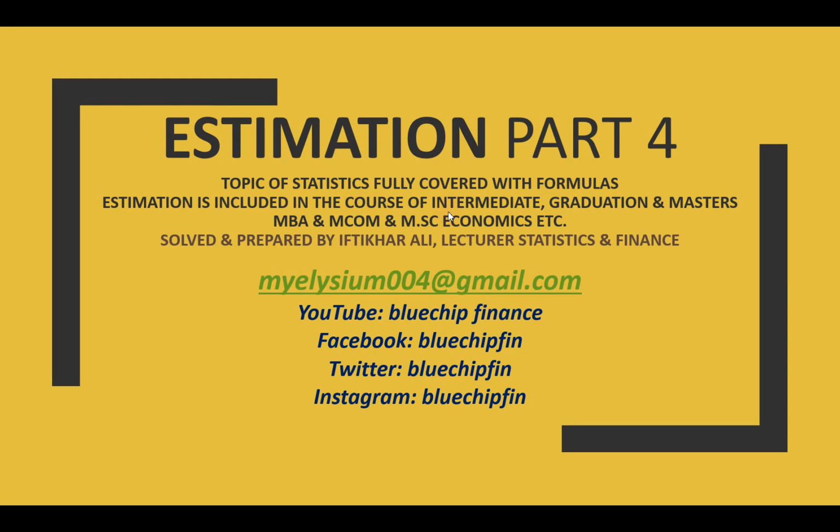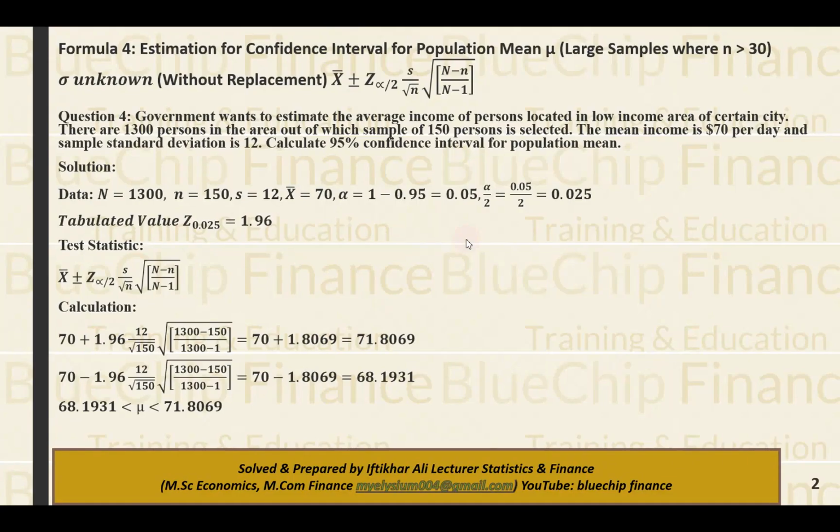My name is Iftikhar Ali and in this video I will discuss with you formula number 4 of estimation: estimation for confidence interval for population mean mu, large sample where n is greater than 30 and sigma unknown, without replacement.